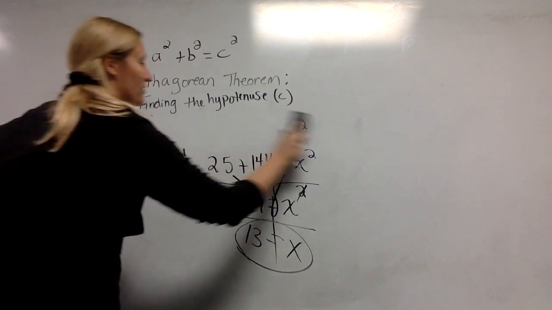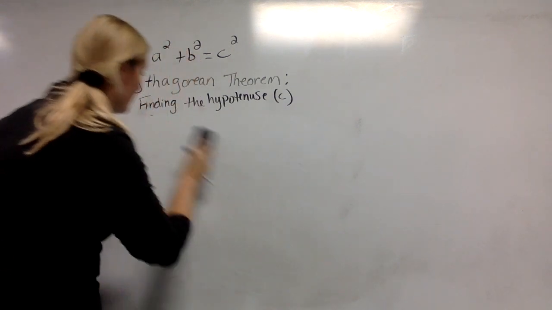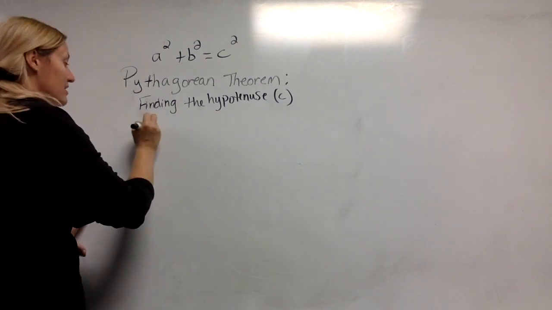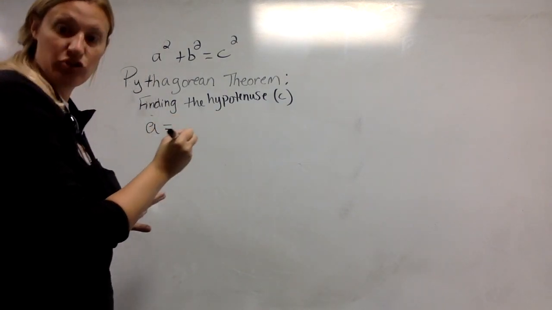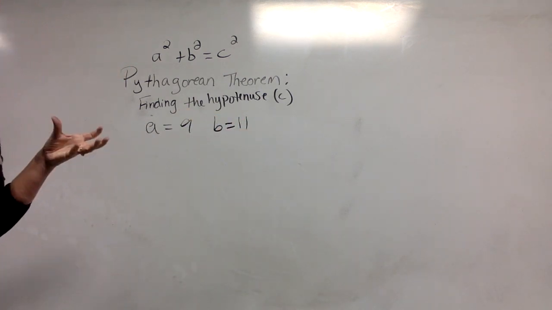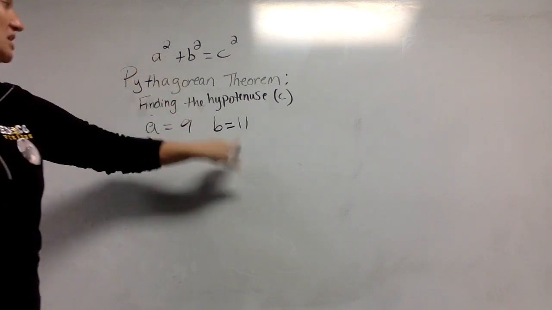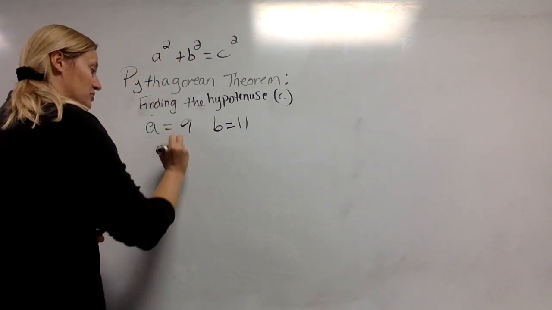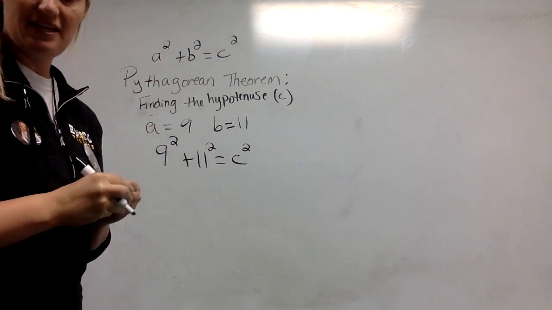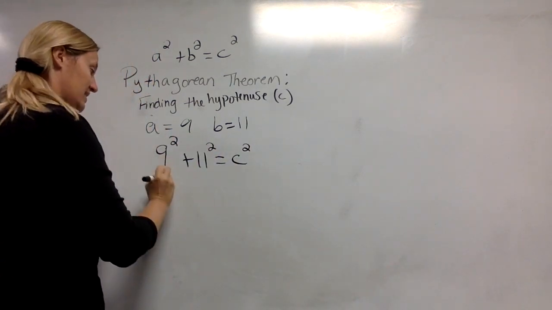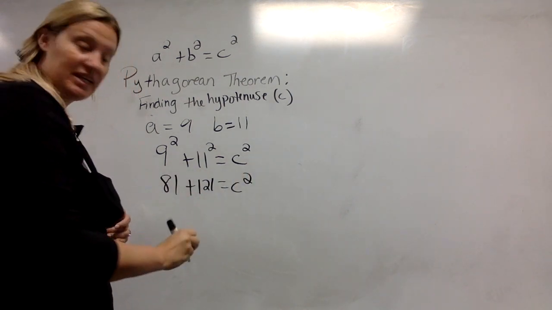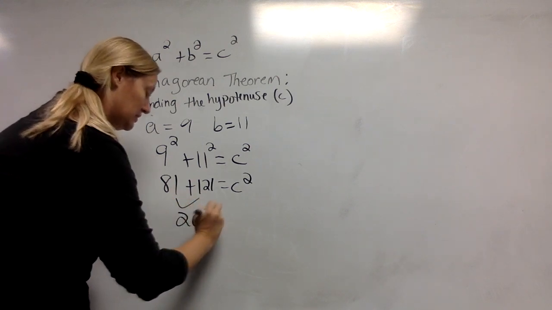Okay? Now, you may see a problem that does not have a triangle drawn. They may just blatantly say A is equal to 9 and B is equal to 11. Find C. So they haven't drawn a triangle, but they've told us what to plug in for A and B. So that's what I'm going to do. And again, I'm finding C. Again, that's 81, 121. Now if I add those together, I get 202.